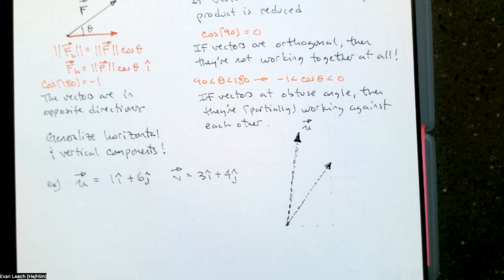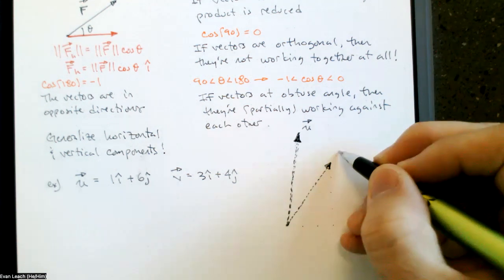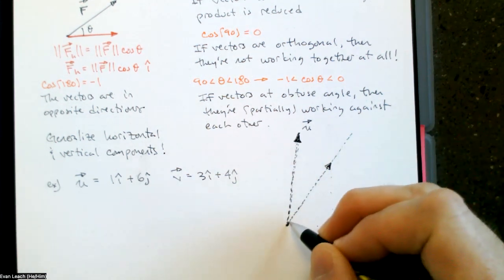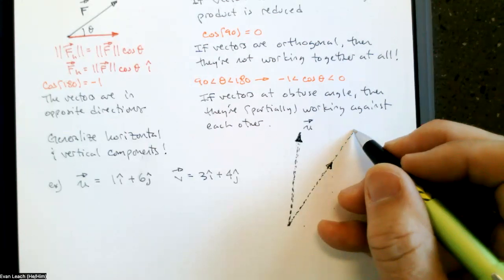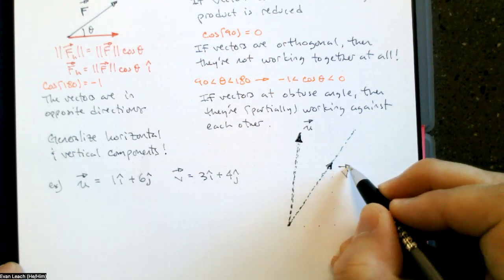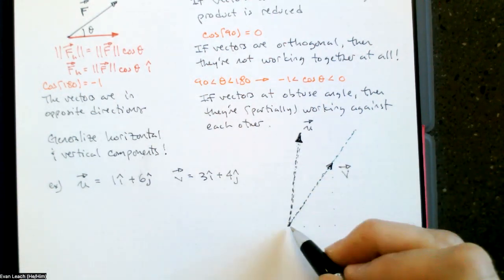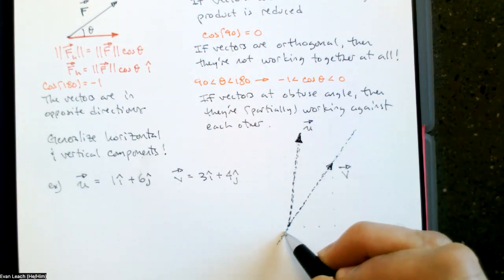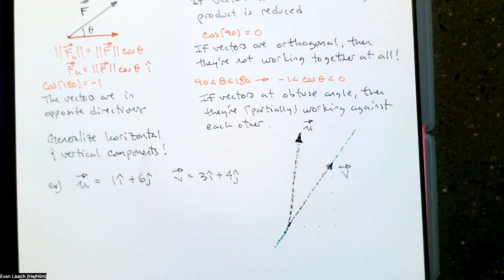So we're going to imagine, instead of i, we're going to imagine this vector, a unit vector in the v direction. So here's the vector v, and here's a line of the v direction. And I think, how much of u is going in the v direction? What is the component of u running parallel to v?